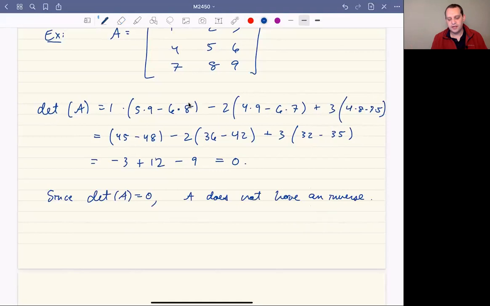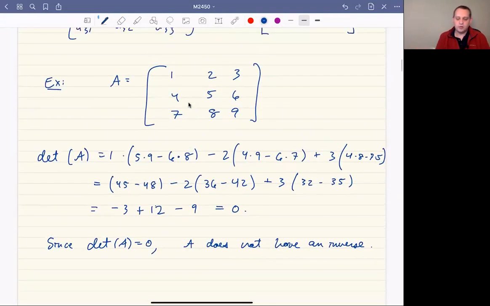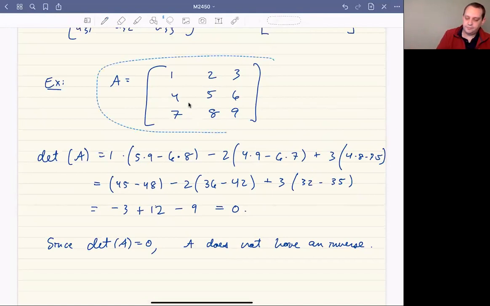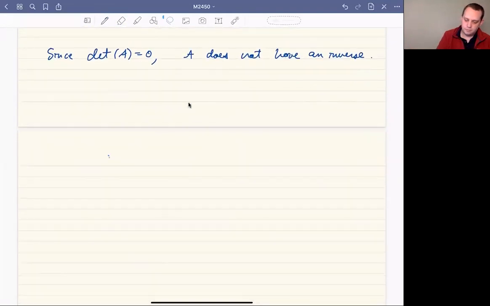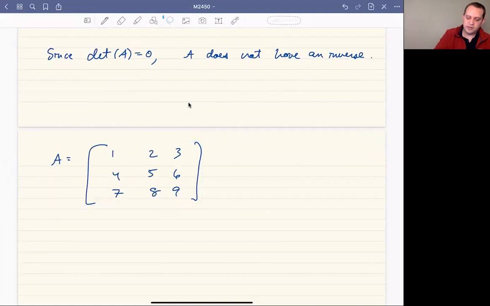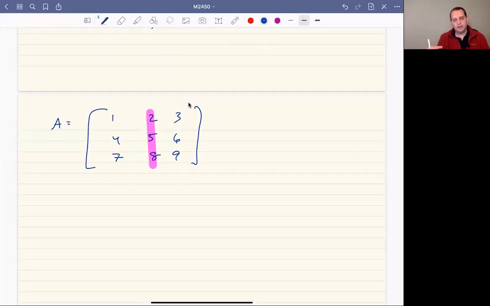Let's do the same calculation though, but using a different row or different column. Let's say the second column. So I'm going to copy our matrix here. And there's nothing special about the first row. So there's nothing special about it. Let's expand along the second column. So what we're going to do is I'm going to pick out each value in the column and then multiply that by the corresponding determinant of the 2 by 2 submatrix that we get by deleting all the values on the row and column that we're choosing.